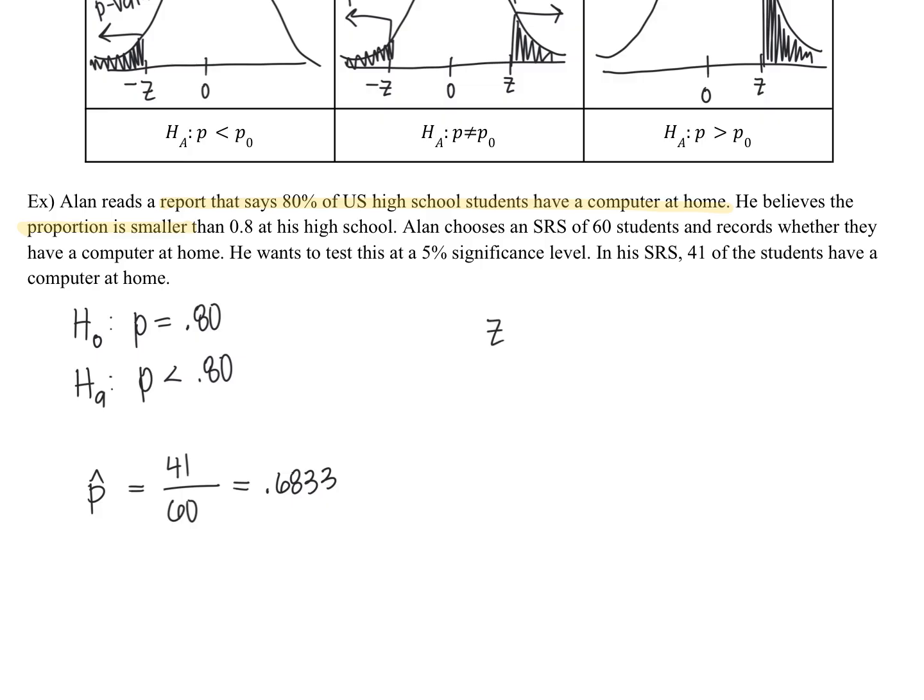So when we calculate our test statistic, we're going to do 0.6833 minus our null hypothesis, 0.8, over the square root of 0.8 times 1 minus 0.8 all over 60, which becomes negative 2.26.